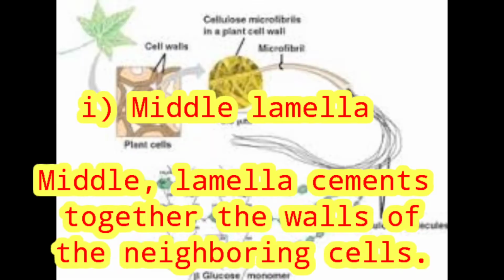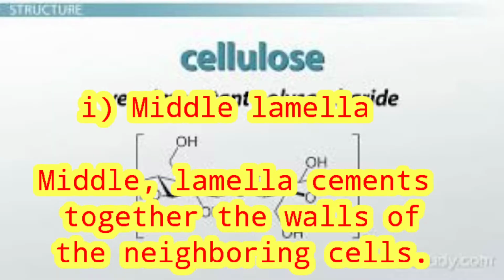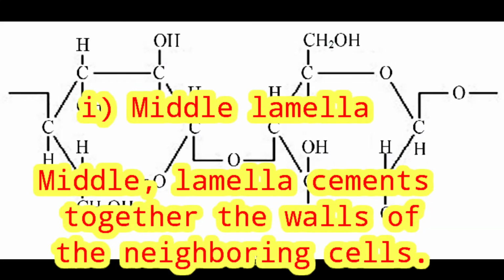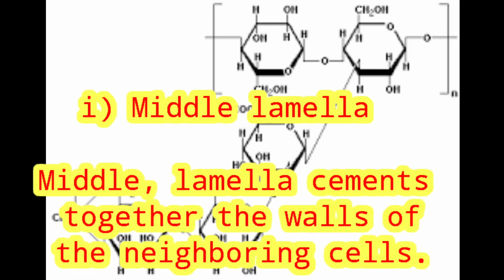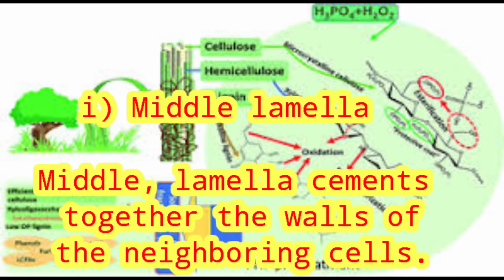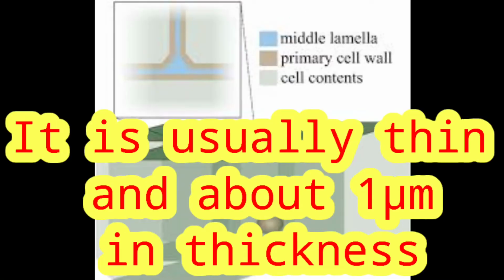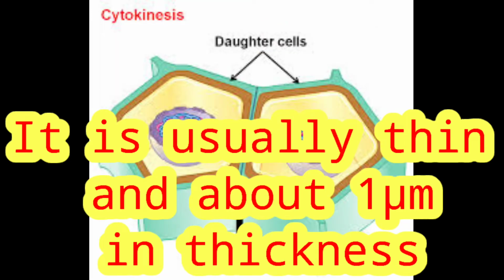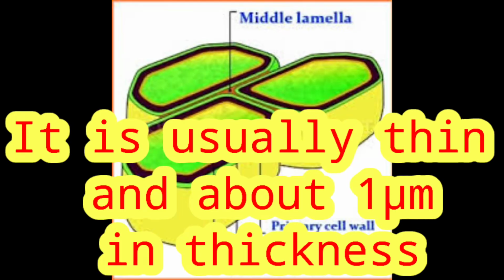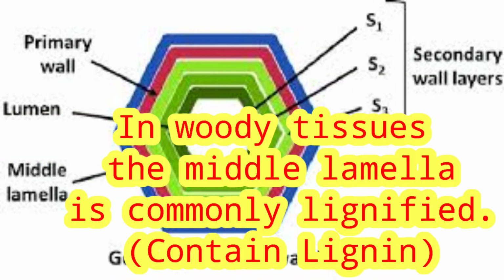Now connecting to the point that middle lamella cement together the cell walls of the neighboring cells. Middle lamella contain compounds which are known as pectins. These pectins are cementing in nature. It is usually thin and about 1 micron in thickness. The middle lamella is the thinnest part in the cell wall.